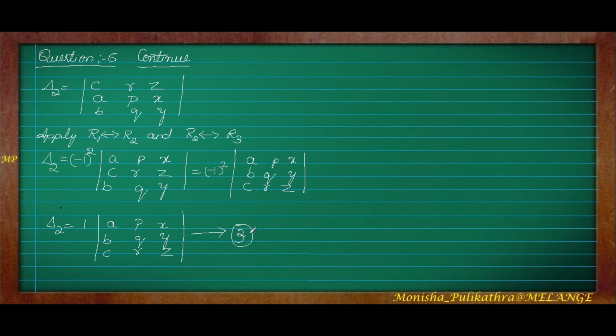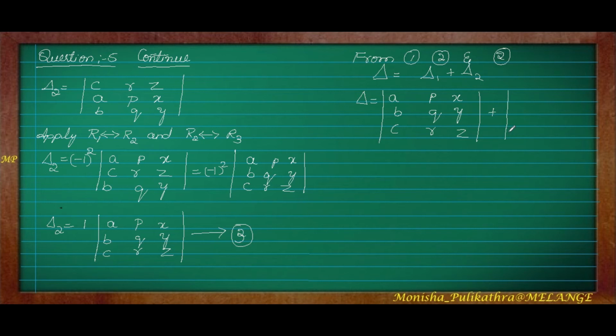So we got equation 1, equation 2, and equation 3. So next what we have to do? From 1, 2, and 3, we know that delta is equal to delta 1 plus delta 2. This is equation 1, whereas for delta 1, we got the value APX, BQY, and CRZ. This is delta 1. Again the same thing for delta 2 also.